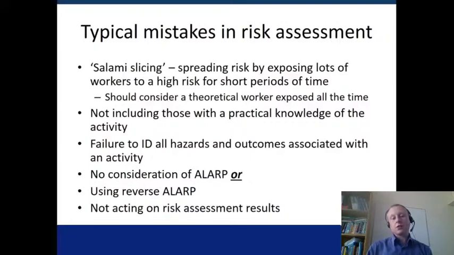No consideration of as low as reasonably practicable, or using reverse as low as reasonably practicable. What I'm considering here is either not considering how far you can get that level of risk down, but also picking a level and then working backwards from that in order to justify why you have picked that level. That's effectively making the decision before you've done the risk assessment.